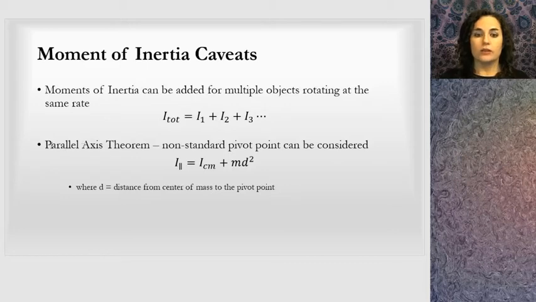The other caveat here is called the Parallel Axis Theorem. Often when things are rotating, it's not about the center of mass. The previous equations that I showed you were about the center of mass for the cylinders, for the spheres, etc. If it's not about there, if it's at some point other than the center of mass, we need to take into account the Parallel Axis Theorem, which says that the moment of inertia about that alternative pivot point is the moment of inertia about the center of mass plus m times d squared, where d is the distance from the center of mass to the pivot point.